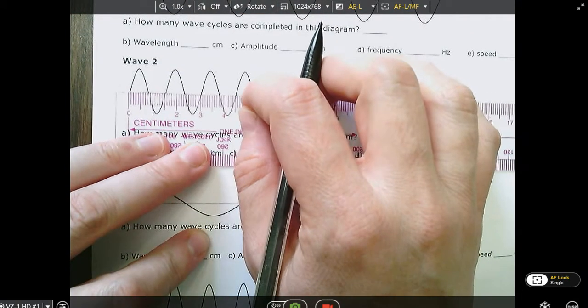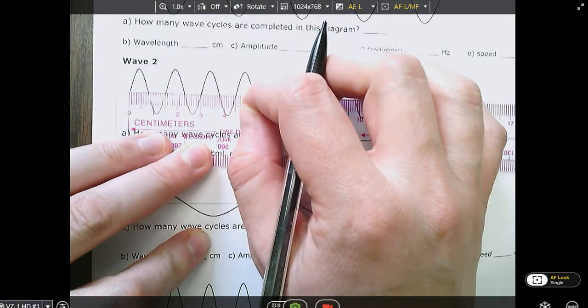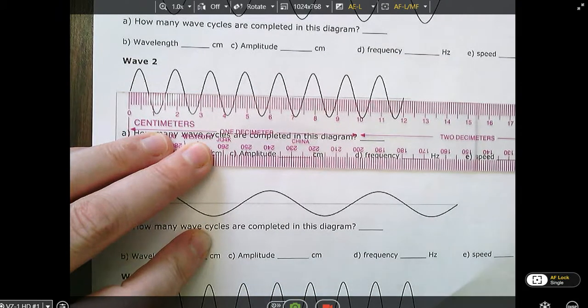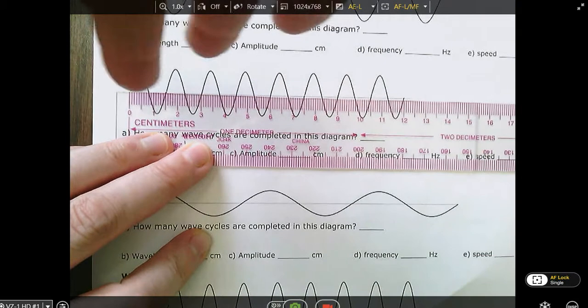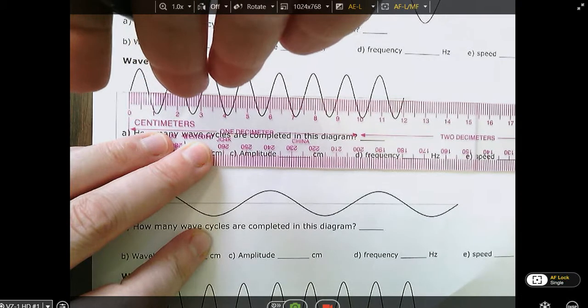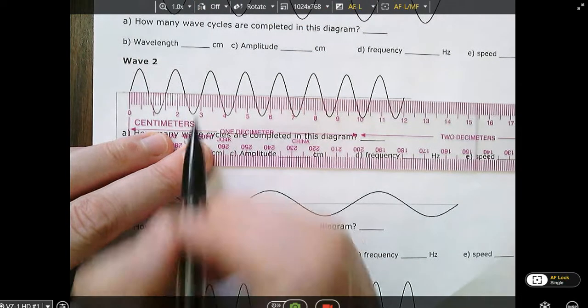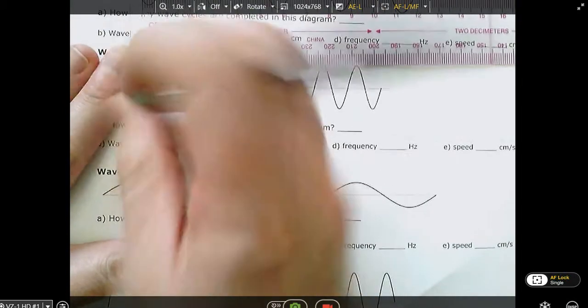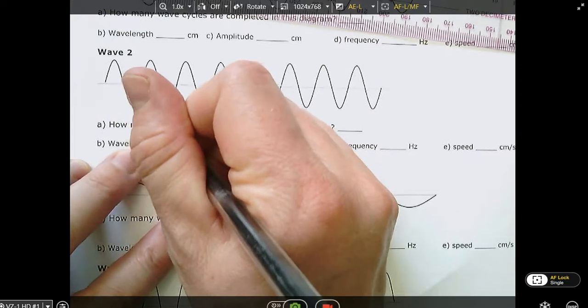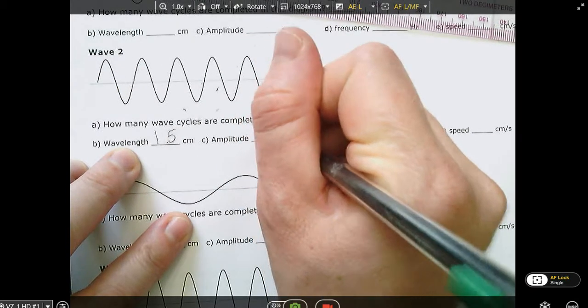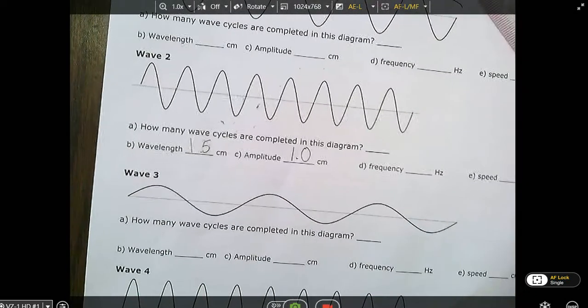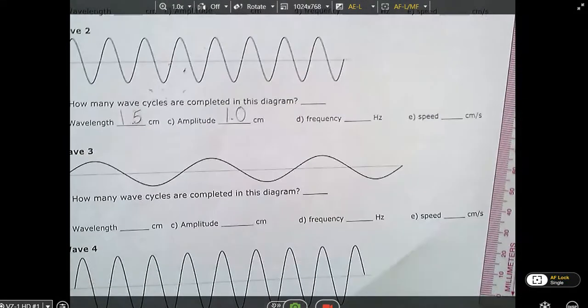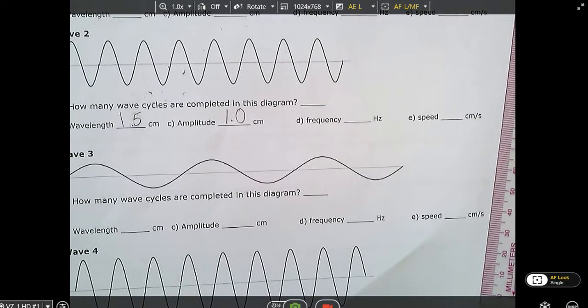So I'm going to measure this one, and I'd say that's 1.5 centimeters. Sorry, I know the glare is not awesome right now. So it's 1.5 centimeters, just right at this point. I apologize, I put it in the wrong spot. This is wavelength. What is the amplitude? All right. So that was one thing that I thought was pretty easy, but obviously I underestimated.